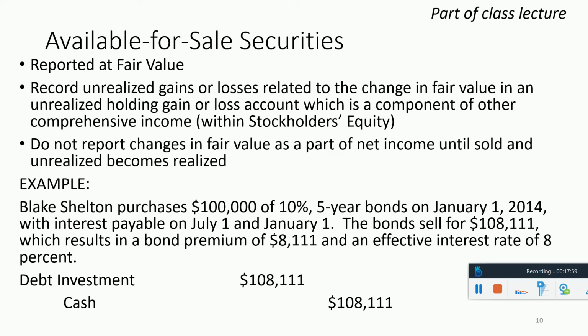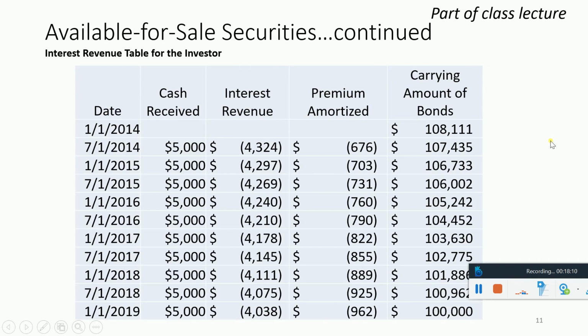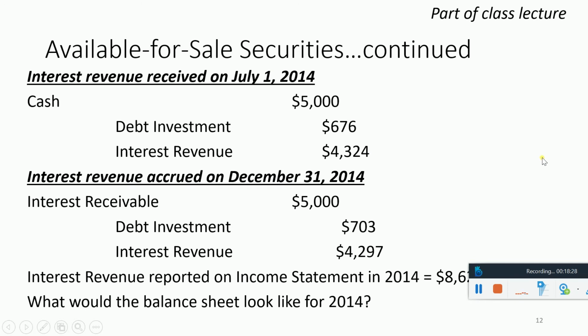So our entry is going to be a debit to debt investment of $108,111 and a credit to cash of $108,111. Okay. Here is going to be our interest revenue table for the investor or the issuer. You'll notice that by the end of the 5-year period, we got to $100,000. Our journal entries are going to look as follows. So we're debiting cash, crediting the debt investment, crediting interest revenue.